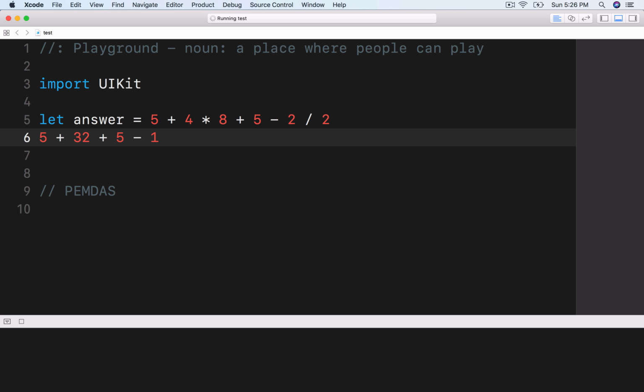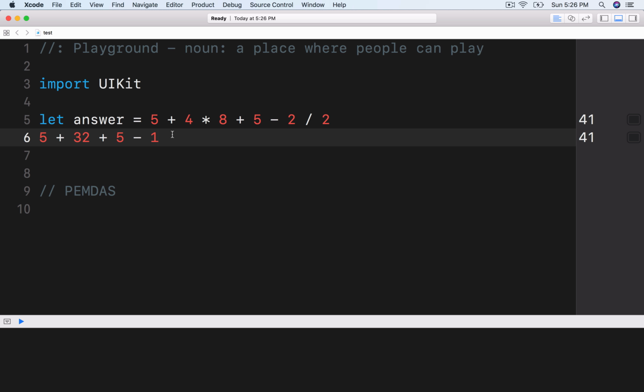But anyways, just take my word for it that this here is 41, because what we have is 5 plus 32 is 37, plus 5 is 42, minus 1 is 41.